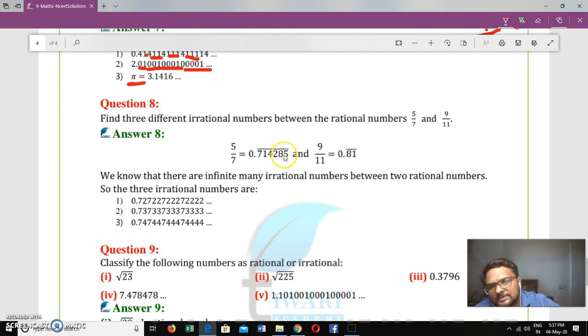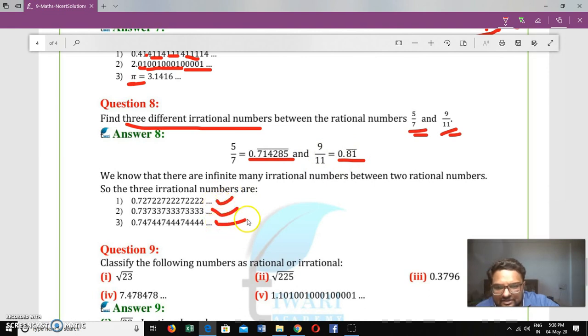Let's come to question number 8. We have to show 3 different irrational numbers between these 2 rational numbers. On dividing 5 upon 7, we get a non-terminating repeating decimal, which means it is rational. And on dividing 9 by 11, again we get non-terminating repeating numbers, 81, 81, 81. That's why it's repeating, therefore the bar is kept here. And here 0.74285 is again repeating after 6 numbers. So between these two, we can write these 3 irrational numbers.